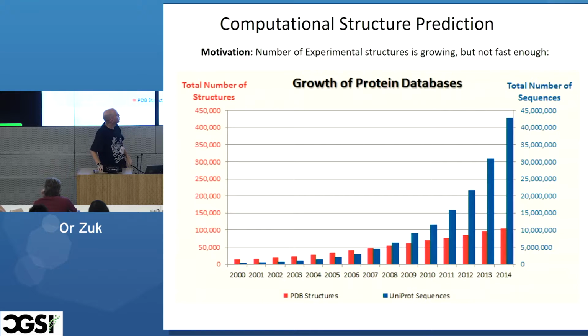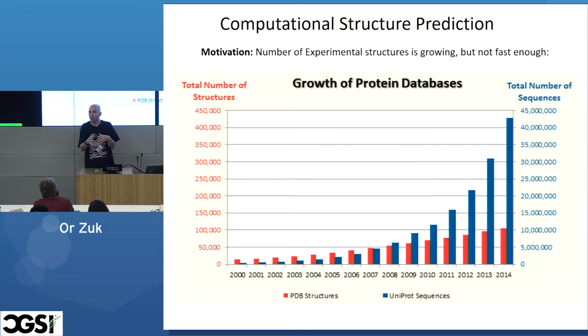Just to make it clear, the red bars represent experimentally known structures that are deposited in the PDB, the Protein Data Bank. That's one repository where people put the known structures. All right. So what is the straightforward but quite difficult approach to determine structure?